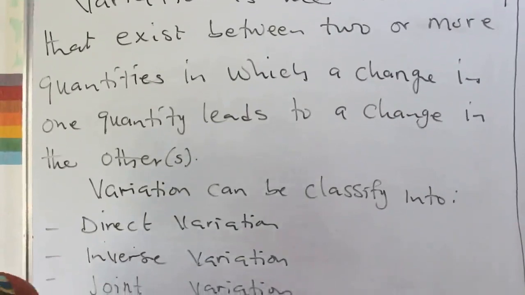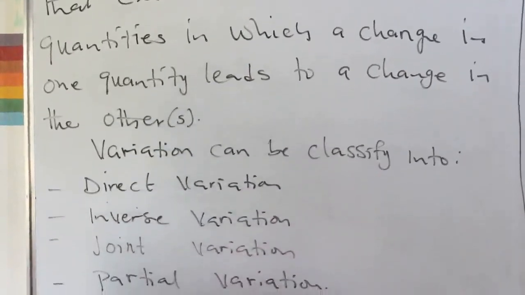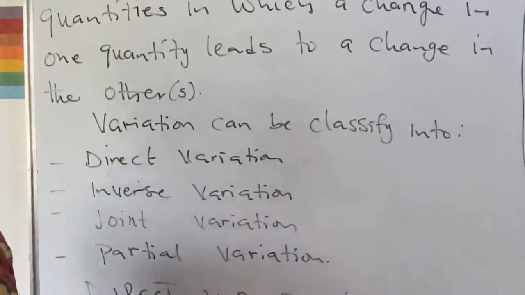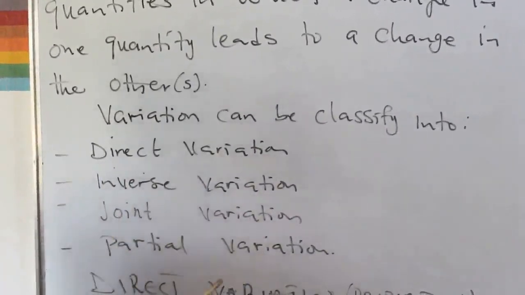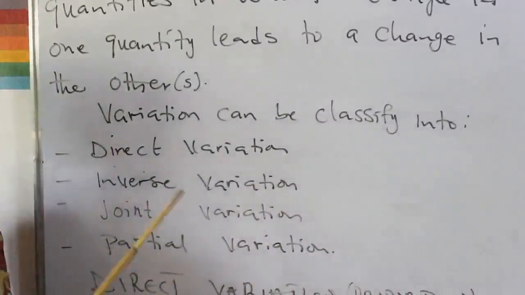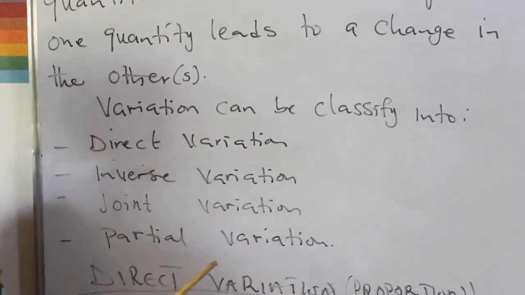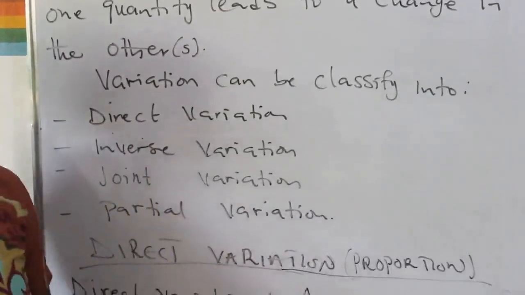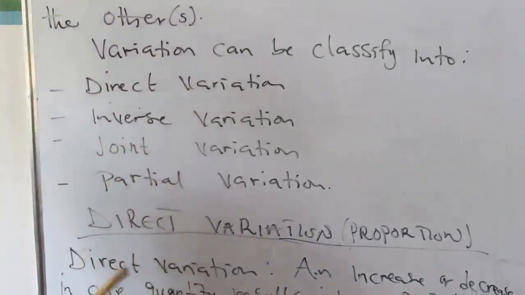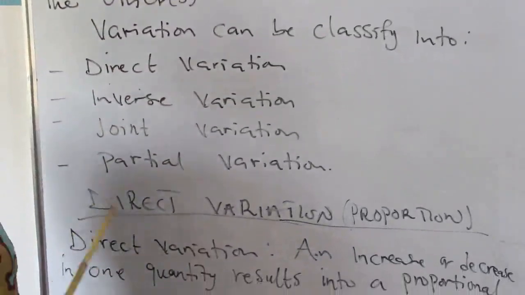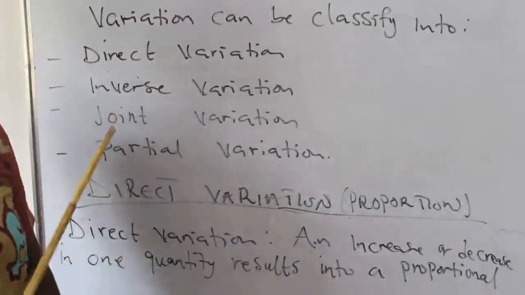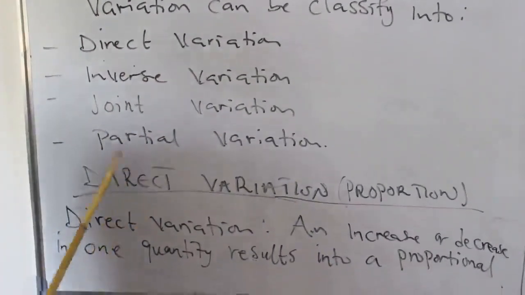We have classification of variation. We have up to 4 of them: the direct variation, the inverse variation, the joint variation, and the partial variation. But in our today's lesson, we shall look at the direct variation. Variation, we can also call it proportion.